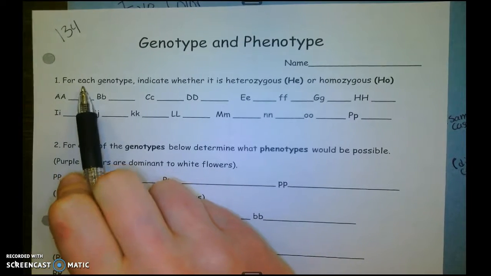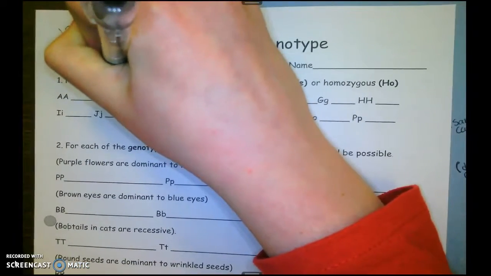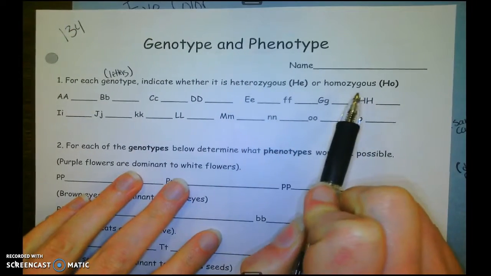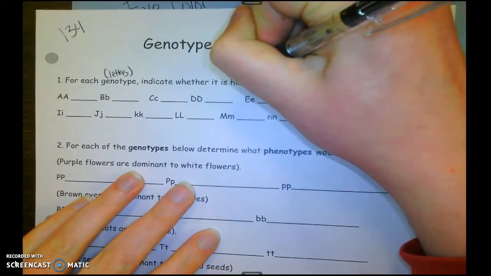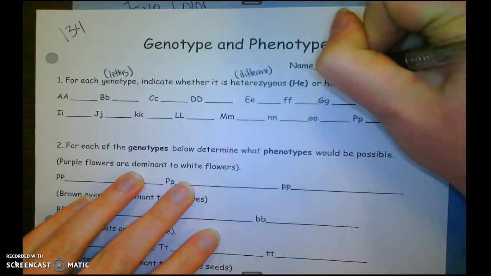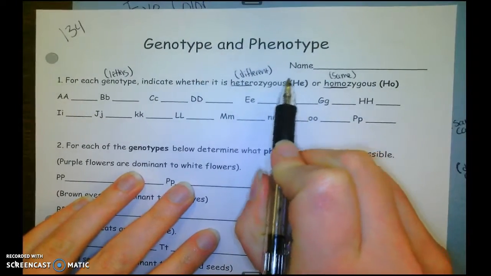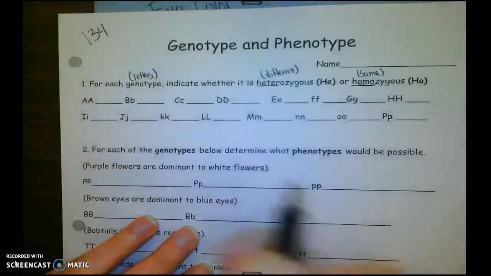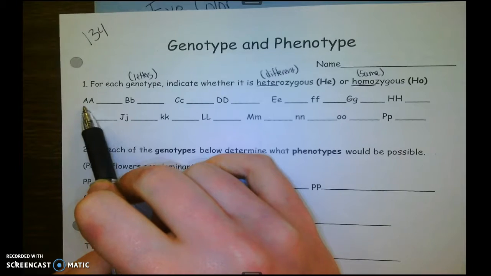So section number 1 says, for each genotype, for each of these letters, right? Genotype means the letters. Indicate whether it is heterozygous or homozygous. So heterozygous, that means different cases. And homozygous means the same case. And it says if it's heterozygous, write HE. If it's homozygous, write HO. So you need to look through these, and you need to look at their cases. Are these the same case, or are they different cases?